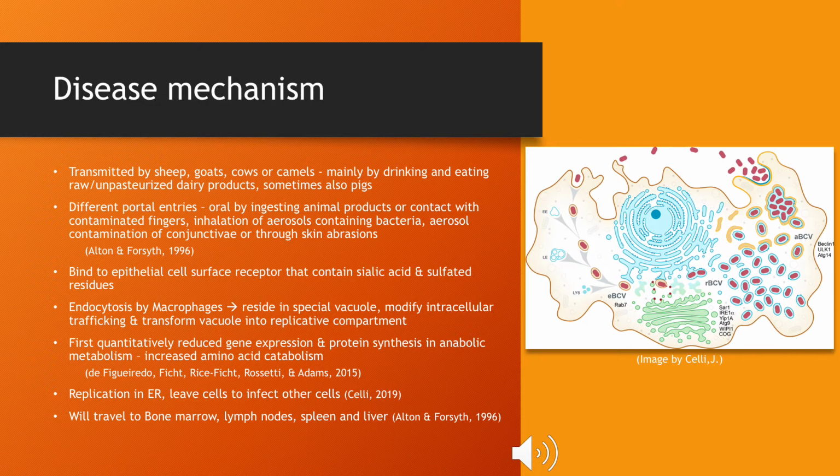It does have different portals of entry, for example, orally by ingesting animal products or contact with contaminated fingers, then the inhalation of aerosols containing bacteria, the aerosol contamination of the conjunctiva or through skin abrasions, and the oral way of entry is probably the most common route. For example, Brucella melitensis is mainly found in sheep and goats, so dairy products from those animals are the way for contamination, and it is most pathogenic in humans, but technically eradicated since the 1970s in the US.